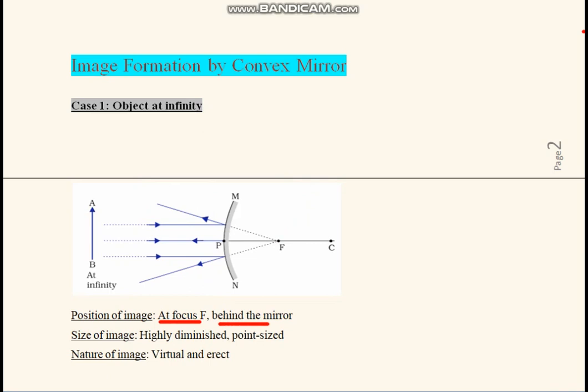The image is very small, highly diminished or point sized, and the image is virtual and erect since it is not forming by actual intersection of the reflected rays. We have got this image when we try to trace the reflected rays, which are the divergent rays, backward. And students, please keep it in mind that in case of any mirror, a virtual and erect image is always formed behind the mirror, as you can see in this case.